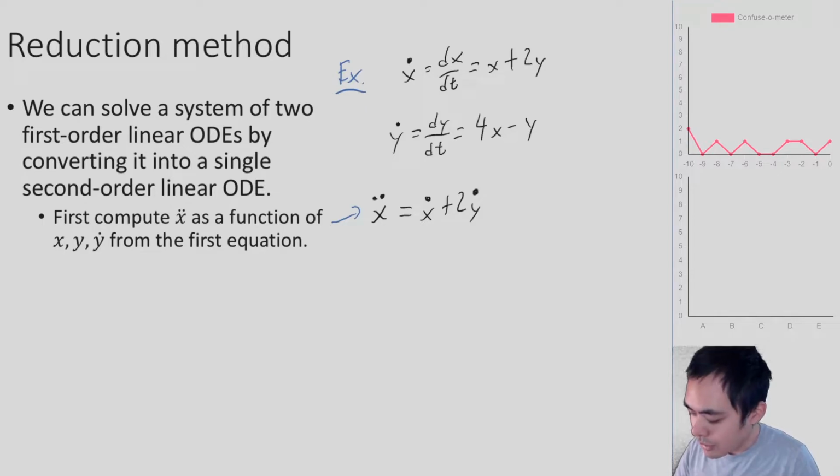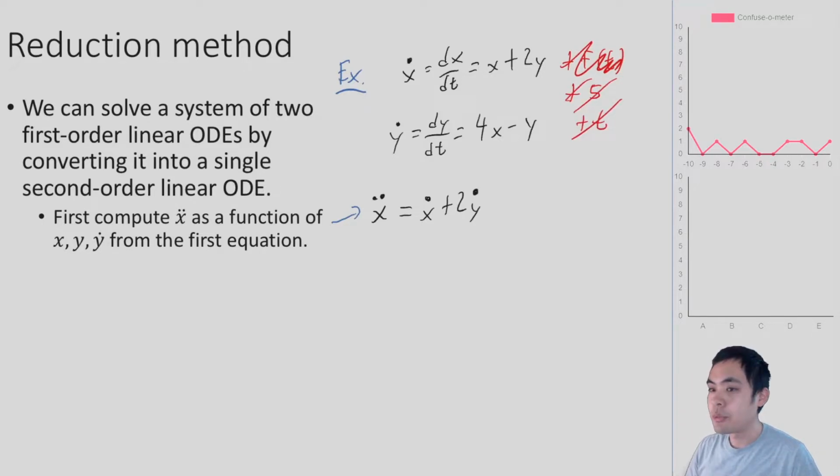So we don't have any sort of f of t here. We don't have anything there. We don't have a plus 5. We don't have a plus t. We have none of that. That's what homogeneous means here. And what you'll see is that when we convert this into a second-order linear ODE, it means homogeneous in the regular way.